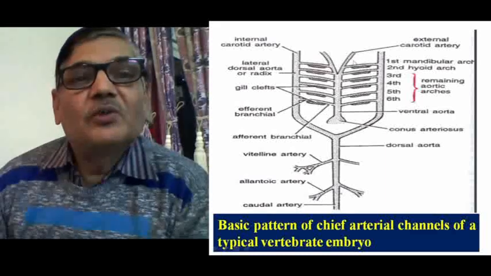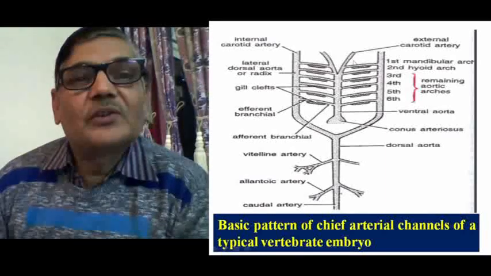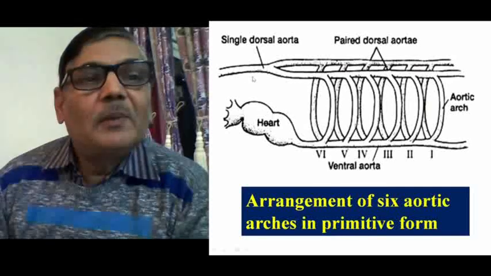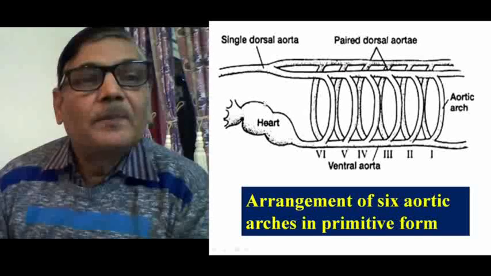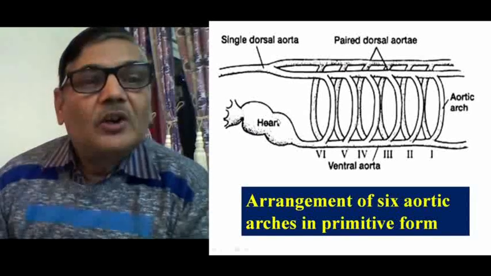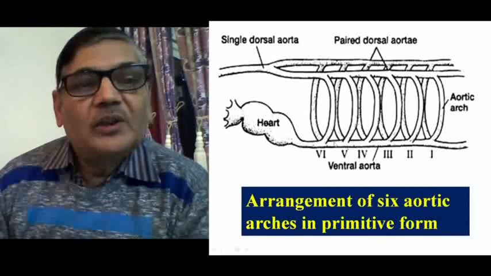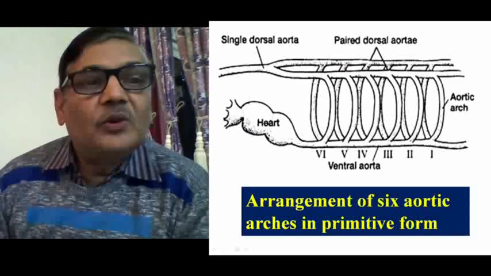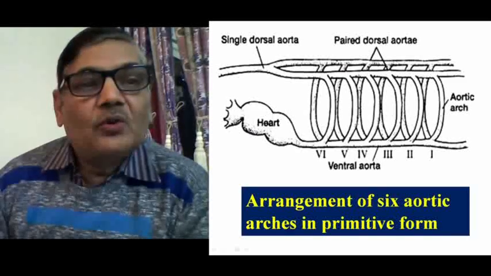So let us see what kind of modifications take place. See, this is exactly the same arrangement which we have just seen. Here also it is shown that this one is ventral aorta. This is actually arising from the heart. This heart is two-chambered here. This one is auricle, this is ventricle. This posterior part is sinus venosus. This is actually conus arteriosus.